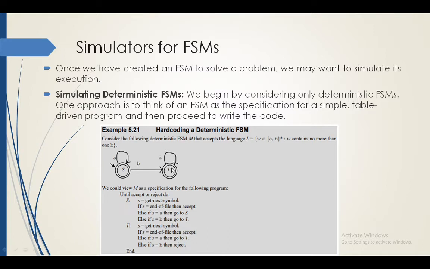The hard code for this machine is given below. So check out the code here. Until accept or reject, do this. So this is in a while loop. Until the machine moves to an accept or a reject state, you are going to execute the below code. Two states are there, so I have taken two labels with the state names. S is one state, T is one state. So one label I have created is S, another label is T.